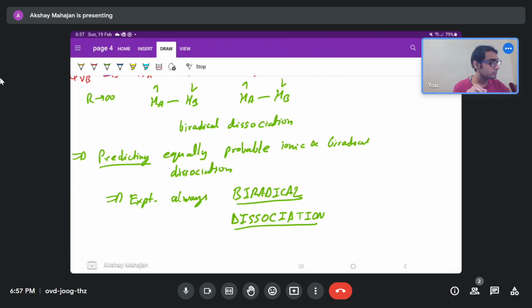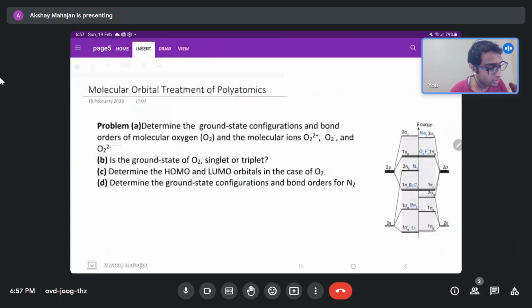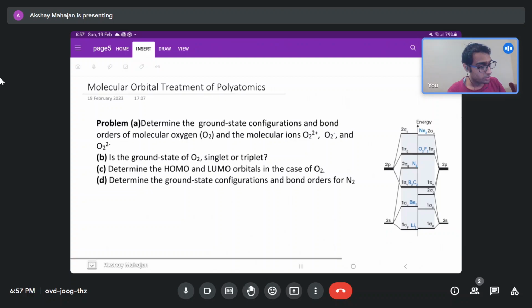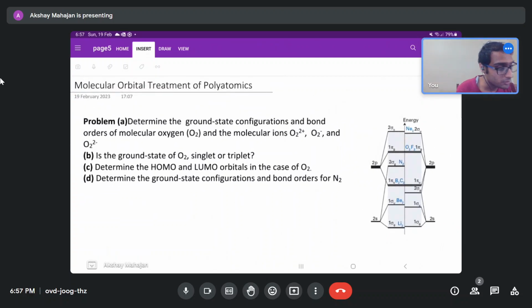Then, okay, now let us move to a different type of question. Now we use this Huckel orbital theory for the treatment of polyatomics. So let us do a question and understand this Huckel orbital theory.